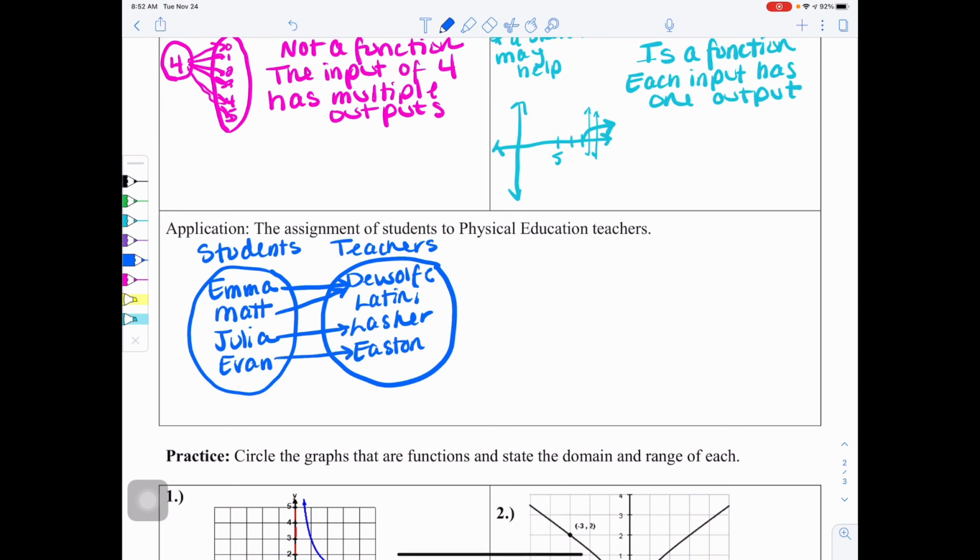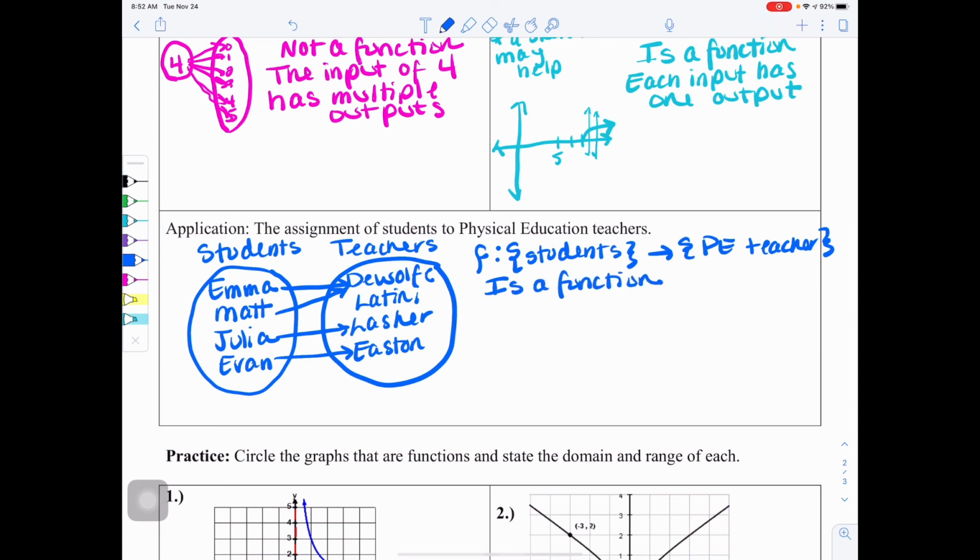So what we're doing in the function, and we have to describe this differently because it's situational and words only, we are going to say we're going to take the set of students, and they are getting mapped to a PE teacher. So if you look at the diagram, each student only has one PE teacher, so it is a function. Each student has one PE teacher.